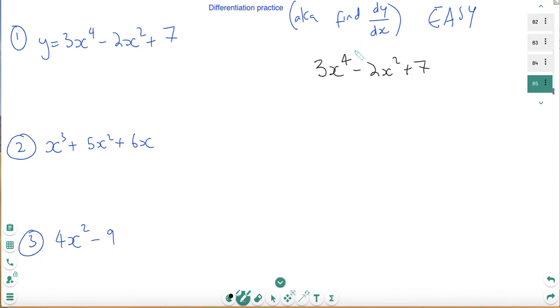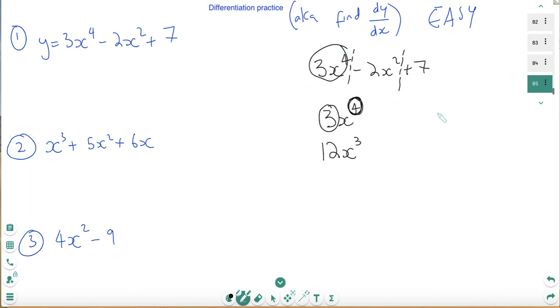So for step 1, separate each term. We're going to do each one separately. Let's get the first term, 3x to the power of 4. Step 1 is you multiply the indice by the coefficient, and that will give you your new coefficient. So 3 times 4 is 12x, and then you subtract your indice by 1. So 4 minus 1 is 3. And that's your first term done.